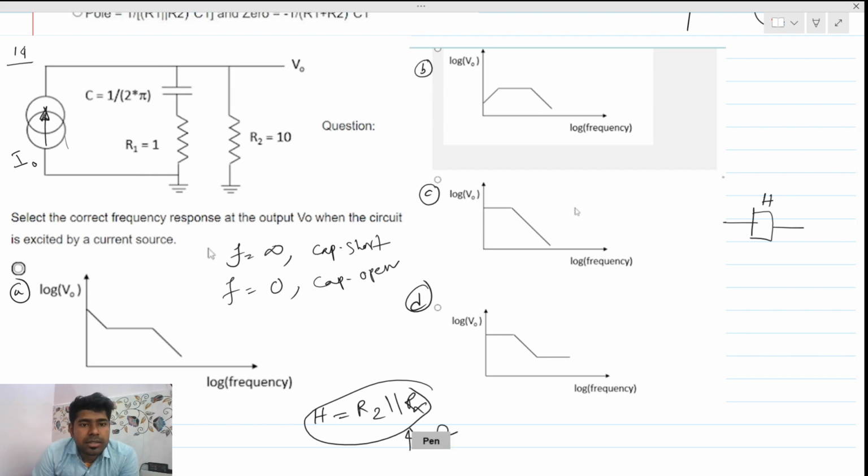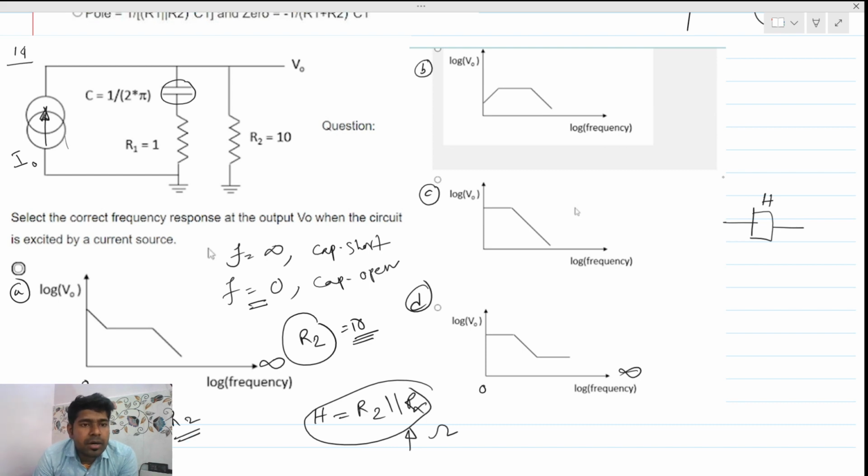So let's predict the output waveform. Here is f equals 0 and here is f equals infinity. Let's predict the waveform at f equals 0. At f equals 0, the capacitor is open circuit, which means the effective transfer function is nothing but R2 itself, and the R2 value is 10. So at f equals 0, the amplitude of the transfer function is nothing but R2.